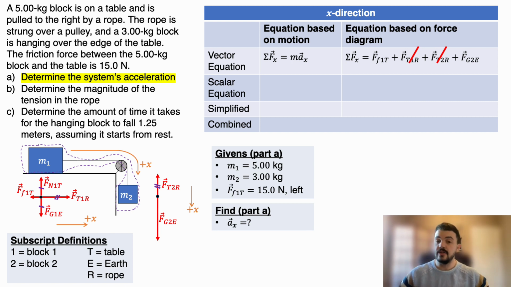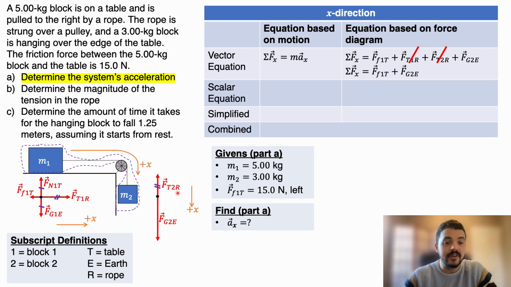The rope is internal to our system. This is not an external force. And so we don't really need to worry about the tension when adding up our forces in the x direction when we are looking at the two-block system. And so really, you don't even need to write this first line. I just did that for emphasis. All you really need to write is that we have the gravitational force from block 2 pulling things in our positive x direction. Then we have the friction force on block 1 going against our positive x direction.